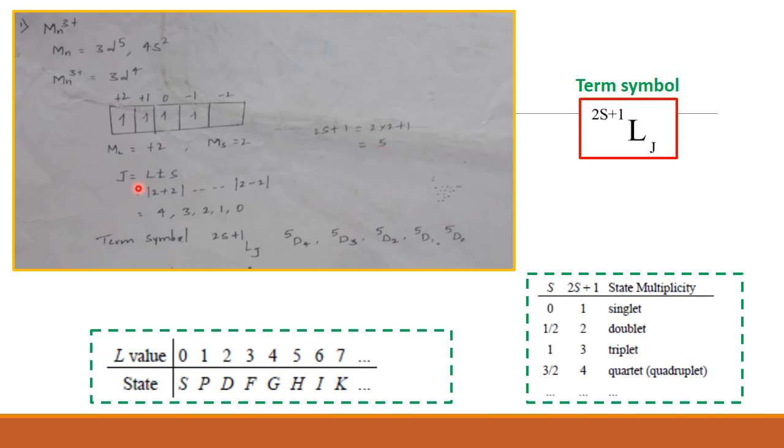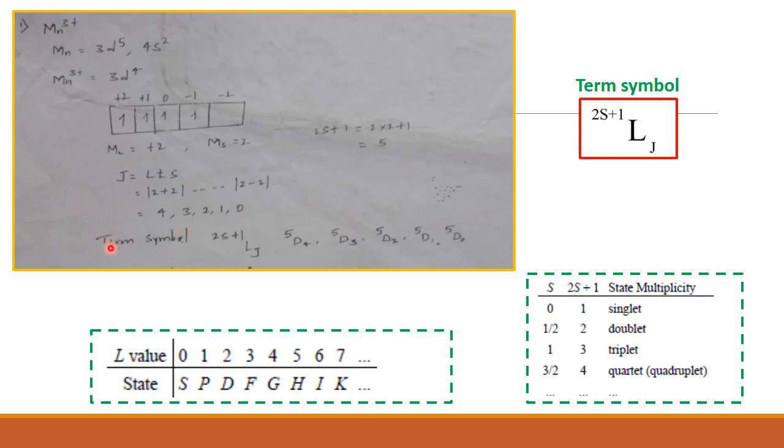Then the J values lie between L plus S and L minus S. Here the L value is 2 and the S value is also 2. So L plus S is 2 plus 2, and L minus S is 2 minus 2. So L plus S is 4 and L minus S is 0. The values lying between those two are 3, 2, 1. Hence the J values are 4, 3, 2, 1 and 0.